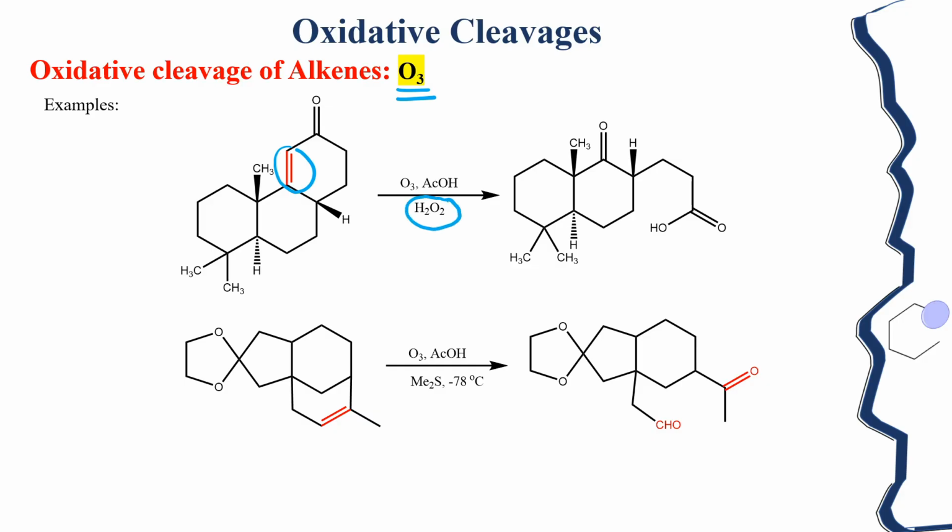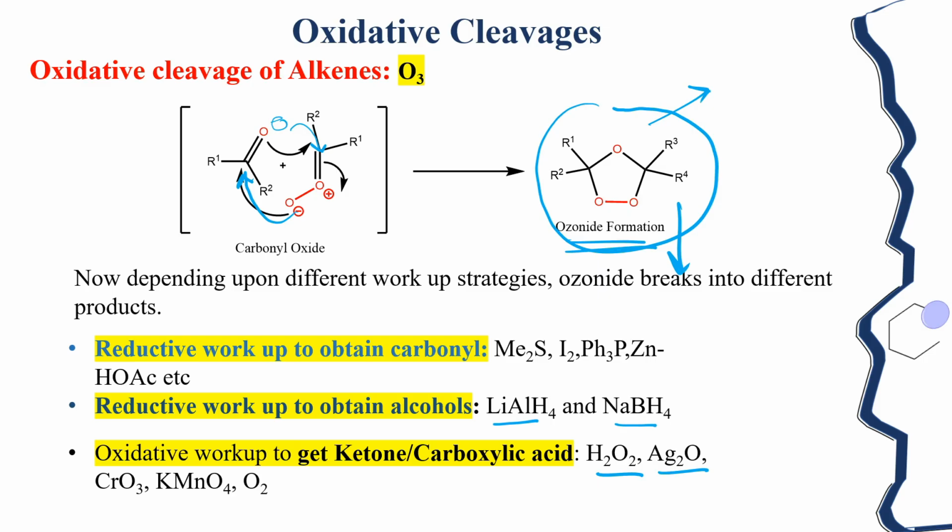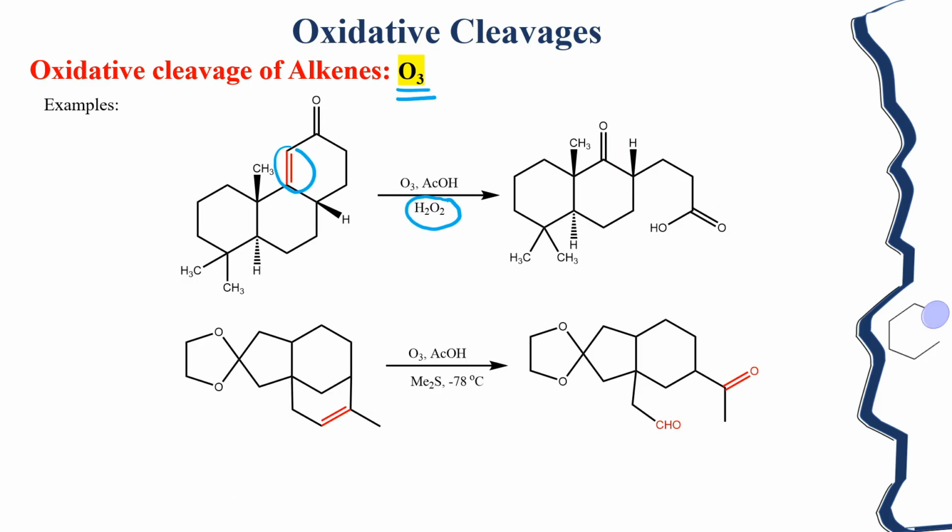When you see H2O2, the reaction that should click in your mind is that it is doing an oxidative workup. See here, oxidative workup, H2O2. That means at the end the product will form either a ketone or a carboxylic acid. Now as expected it will form a ketone because here there is no chance to form the carboxylic acid. However, in this particular part we will form the carboxylic acid.